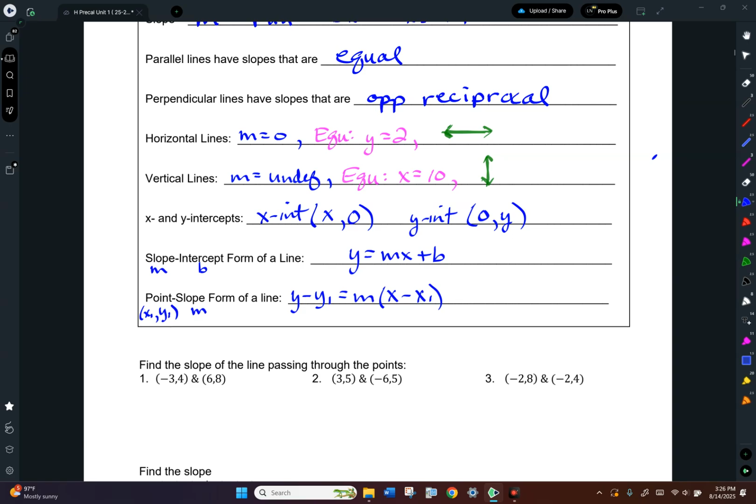The value of mx plus b is great if you're trying to graph a line, but the point slope is much better if you're trying to write an equation of a line.